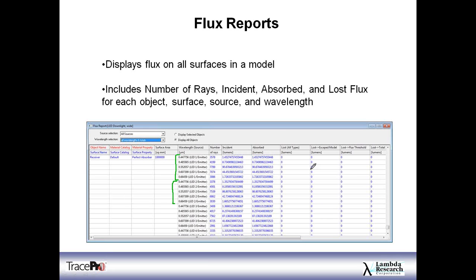And you can also get information on lost rays. So how are rays not getting to your target? In this case, some of the options are they escaped the model, or they fell below the flux threshold. If you expand this out here, they went beyond the number of total scatters defined. There's several columns of lost data available here.